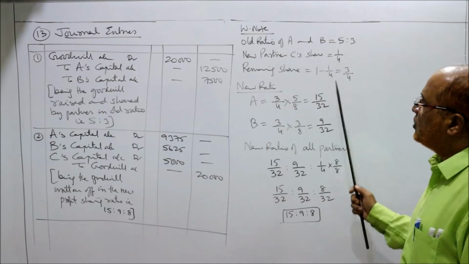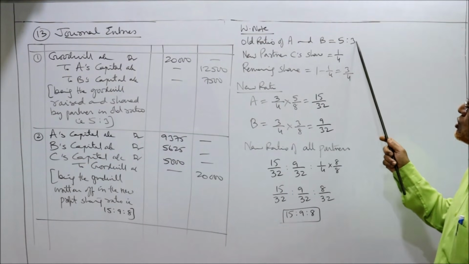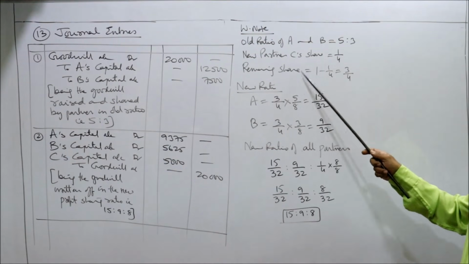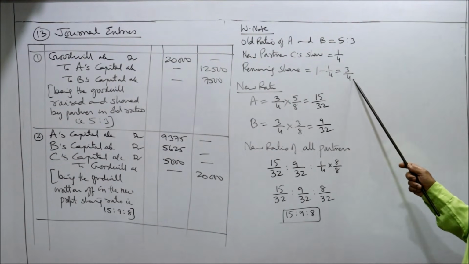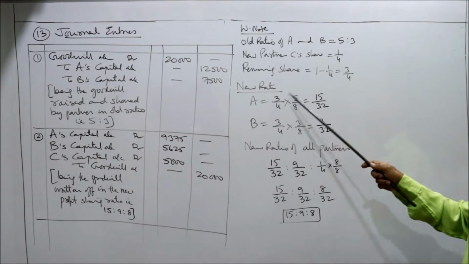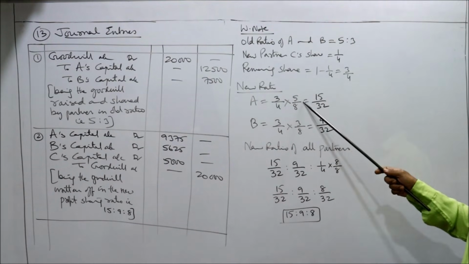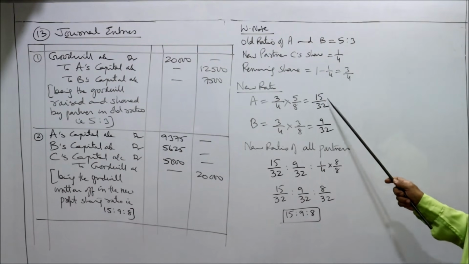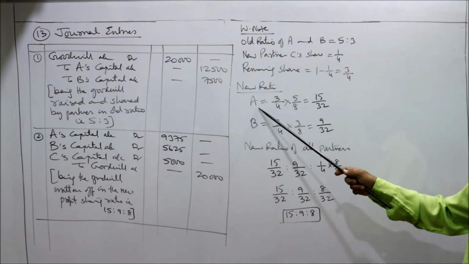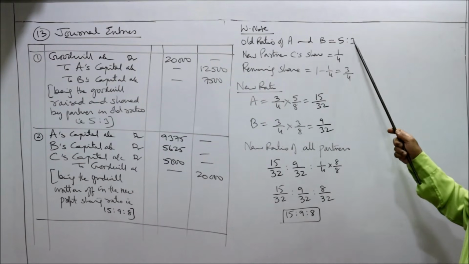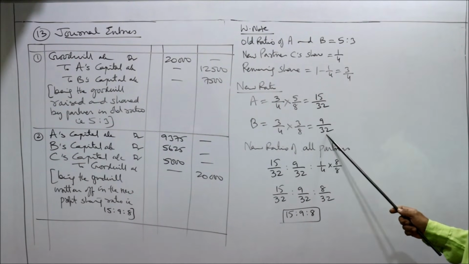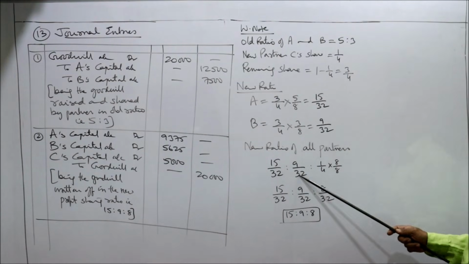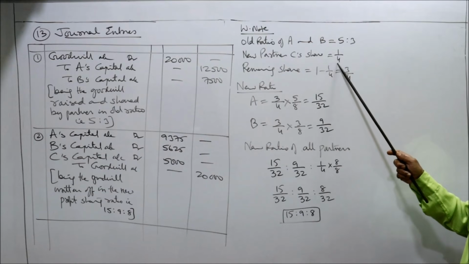How to calculate the new profit sharing ratio? Old ratio of A and B is 5:3. New partner C's ratio is 1/4. So remaining share 1 minus 1/4 is 3/4. Now A's new share is 3/4 into 5/8. So 5 3s are 15, 4 8s are 32. So 15/32 is the new ratio of A. B: 3/4 into 3/8, so 9/32. The new ratio of all the partners is 15/32, 9/32 and 1/4.